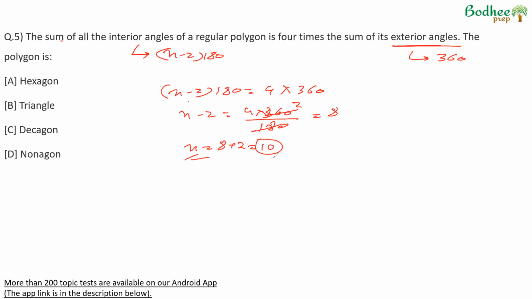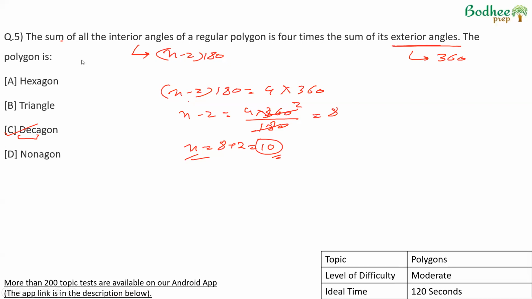So the polygon has 10 sides, and a polygon with 10 sides will be called a decagon. Decagon becomes my answer, option C. Again, direct application of formula, so easy question. The name might be a problem, so overall, maybe 2 minutes to solve.